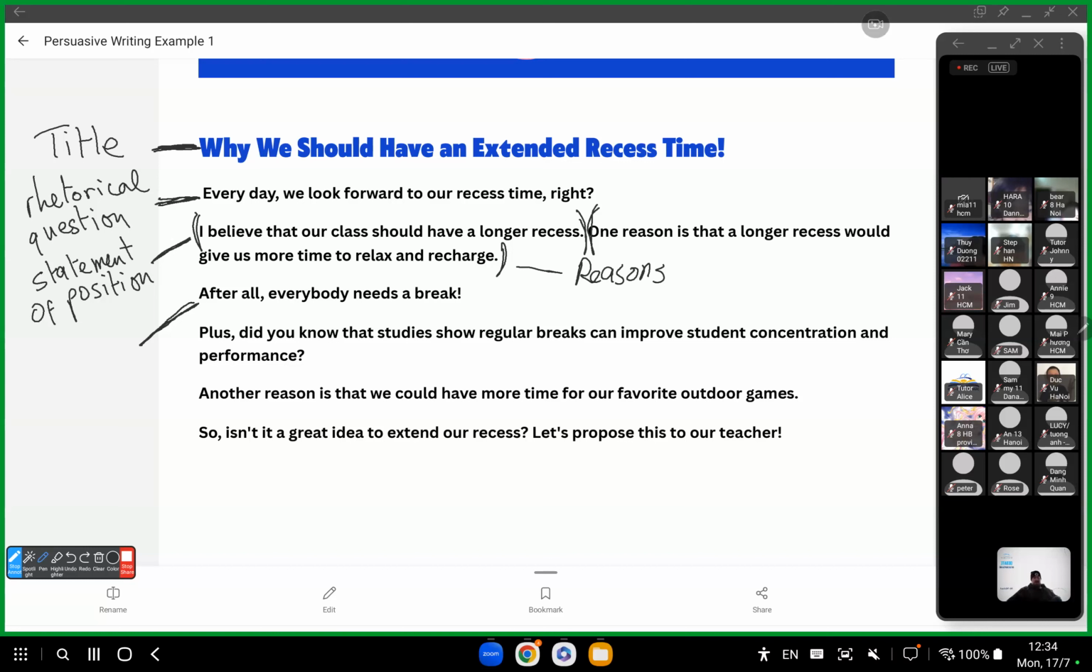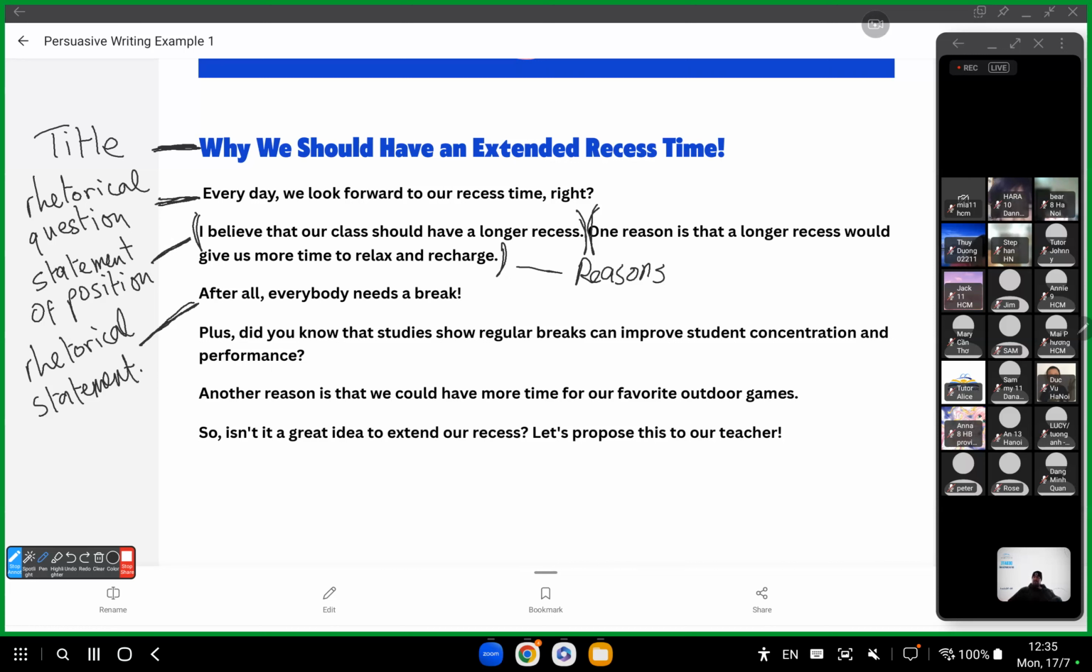So this one, I'll give you the answer because it is a little bit cheeky of me to ask, but this is a rhetorical statement. It's something that doesn't need an answer to it, because after all, everybody needs a break. Well, yeah, we do. It's just designed to keep your interest and keep you reading the piece of writing.